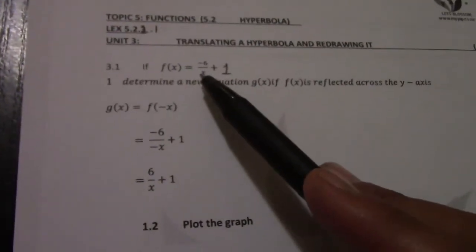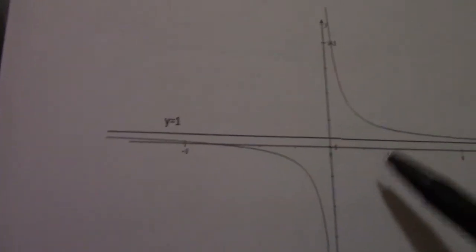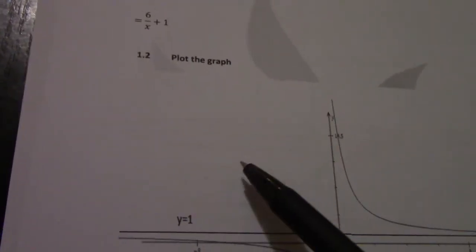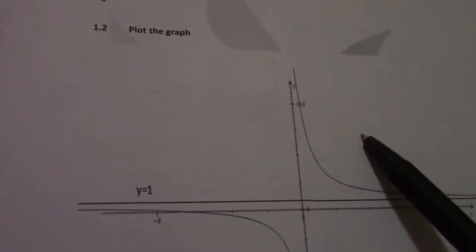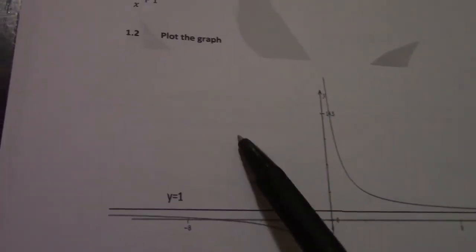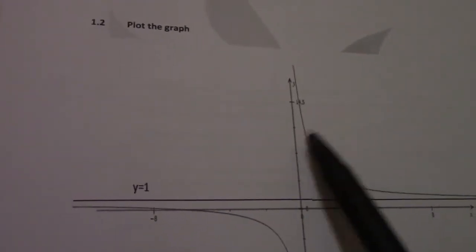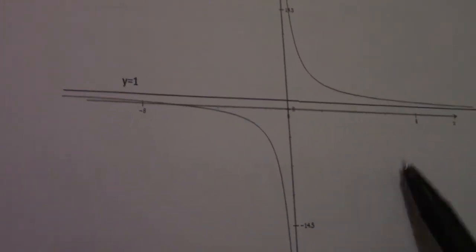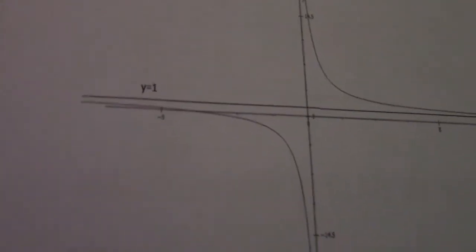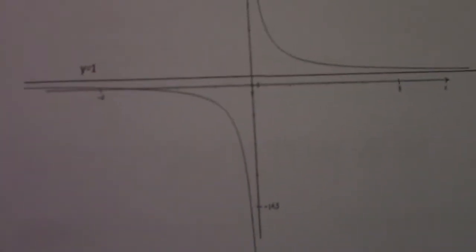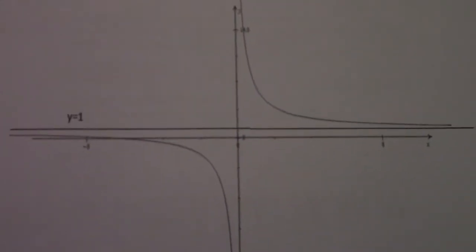Basically what happens now, see there my graph was negative, so it should have been in the second and fourth quadrant. Now with reflection across the y-axis, it goes to first and third quadrant. So the graph went from there, reflected across that line to there. This graph went from there, reflected across that line to there. You can see my asymptote still stayed the same, plus 1. Right? Hope you understand.